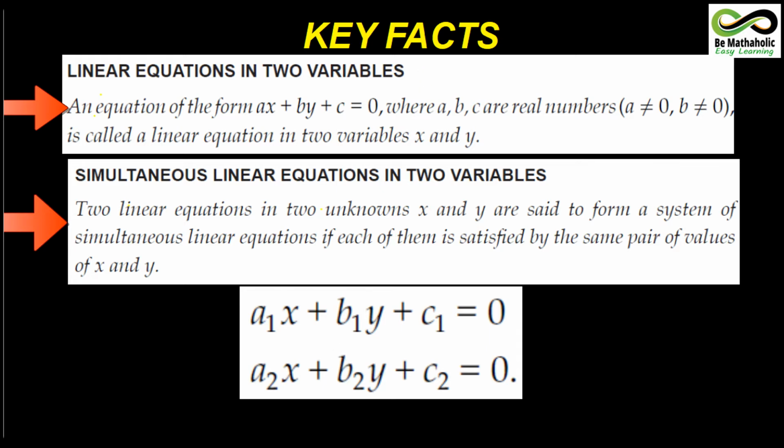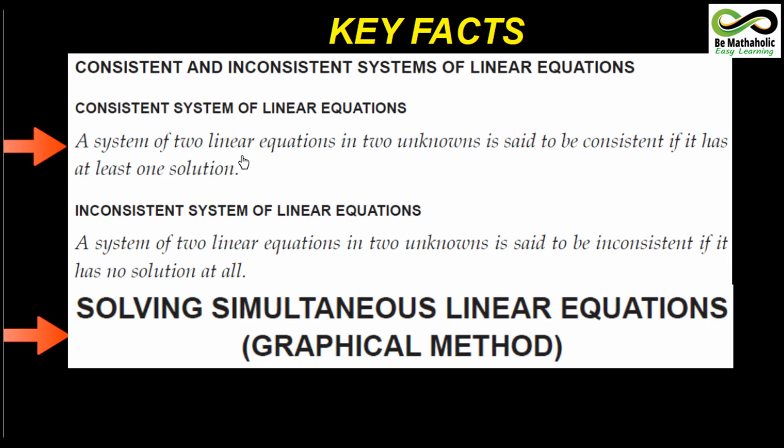Then we also talk in this chapter about the consistency and inconsistency of linear equations. So what do you mean by the term consistent? Consistent means a system of two linear equations in two unknowns is said to be consistent if it has at least one solution. Children, when a particular linear equation gives you a solution, then it is said to be consistent. If it is not giving you a solution, it is called inconsistent.